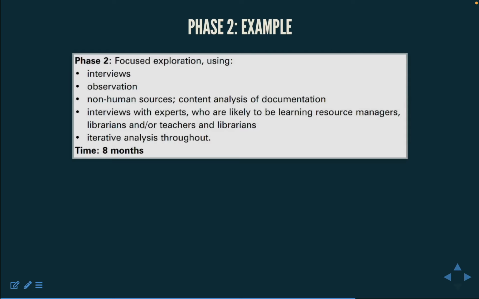An example of Phase 2 is focused exploration: interviews, observation, non-human sources, content analysis of documentation, and interviews with experts, who are likely learning resource managers, librarians, other teachers, and so on. The iterative analysis is going to be throughout this process. This is probably one of the larger chunks of time. It's going to take up to 8 weeks, 8 months, the larger portion of the phases.